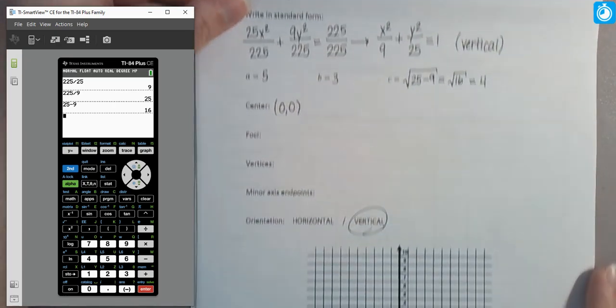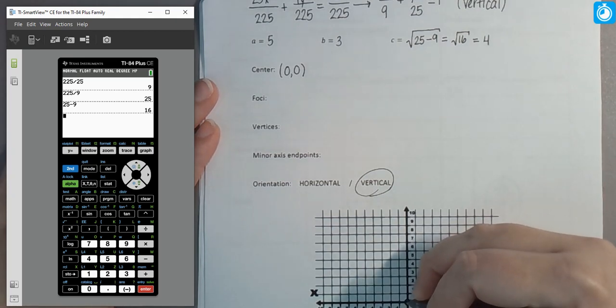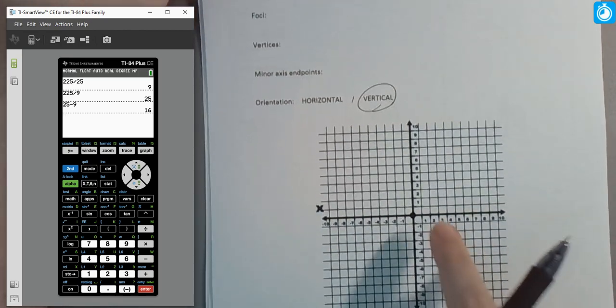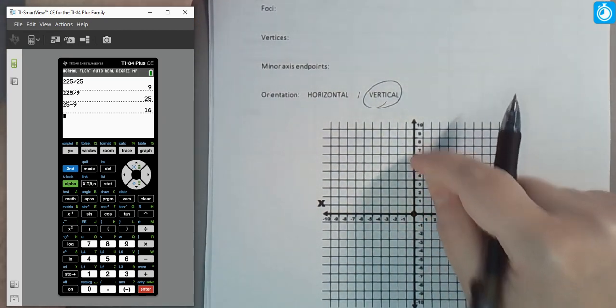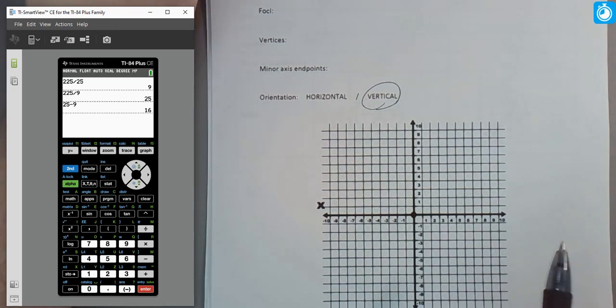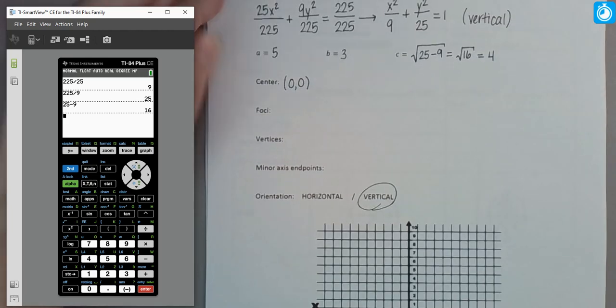Now I'm going to put that in there, and then in relation to the center, we're going to determine what happens for our foci, for our vertices, and our minor axis endpoints. So now we're talking about a vertical ellipse, which means the foci and the vertices are distributed vertically away from the center. So that means when we write the coordinates for those points, we're holding our x value constant at 0, and then the y value is what we're changing in order to find our coordinates.